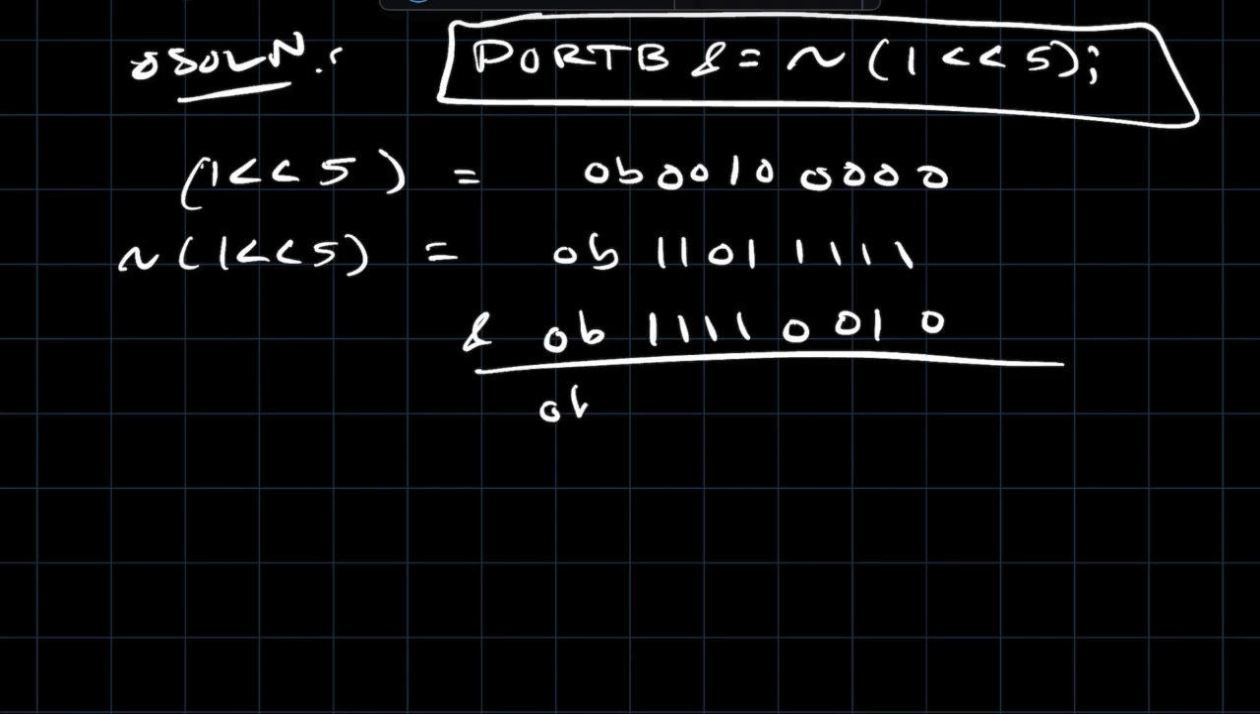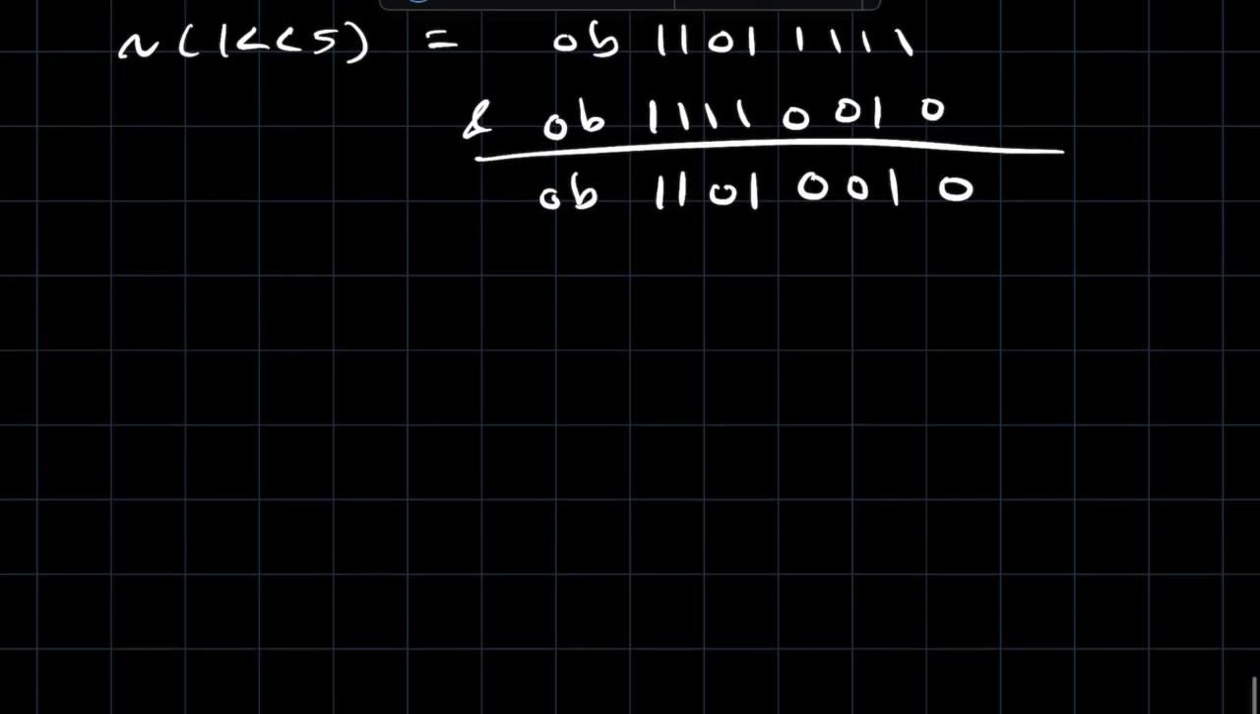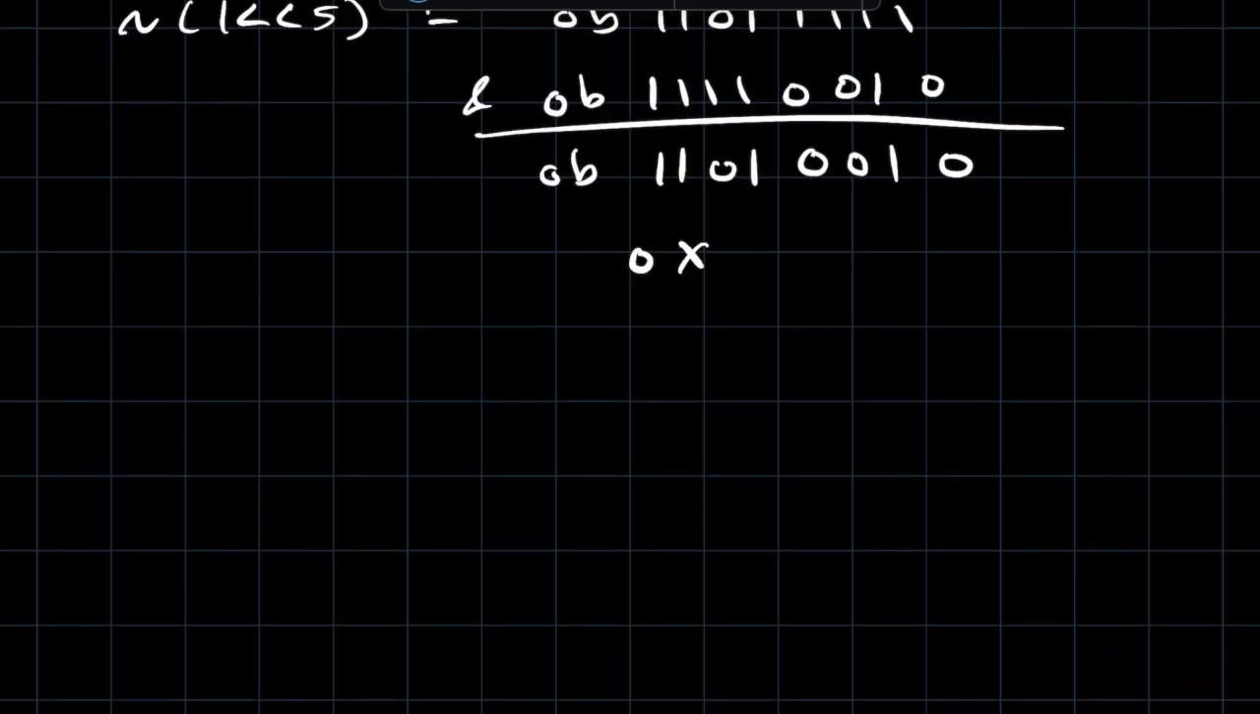So I get 0B 1, 1, 0, 1, 0, 0, 1, 0. Which of course we can do the hex calculation. That's equal to 0xD2.